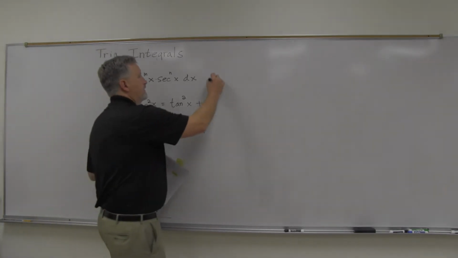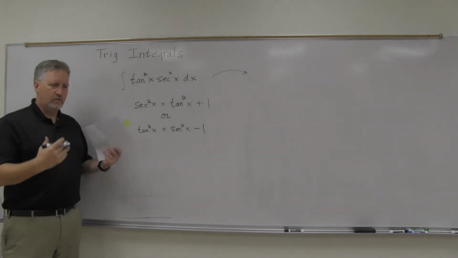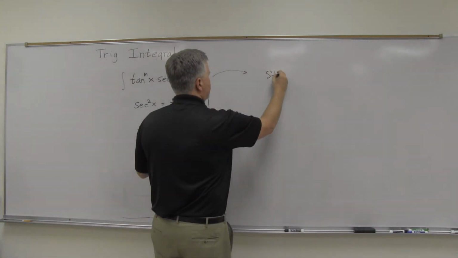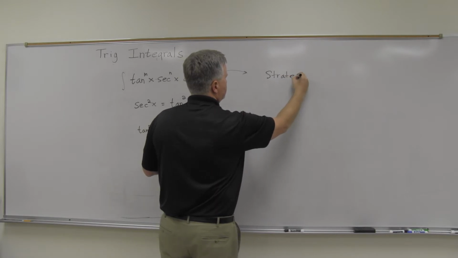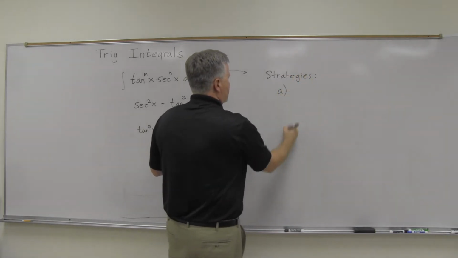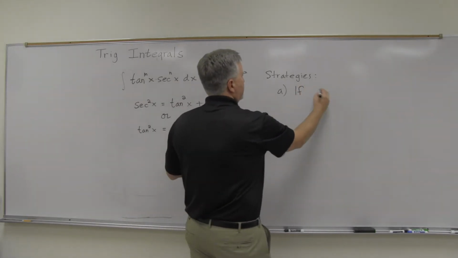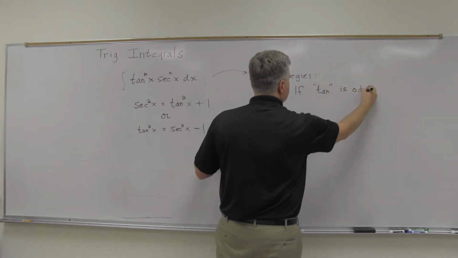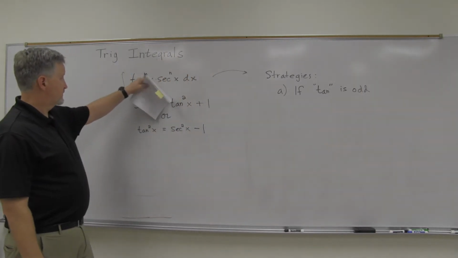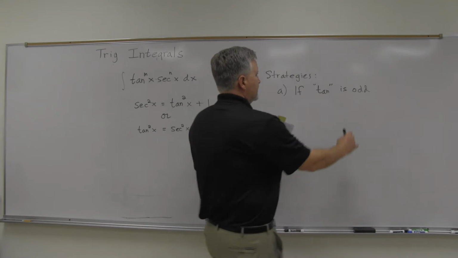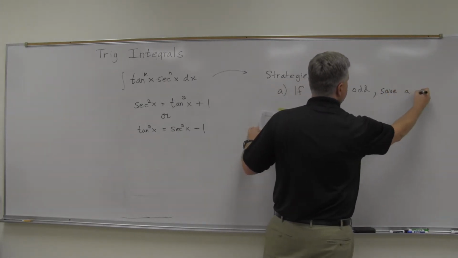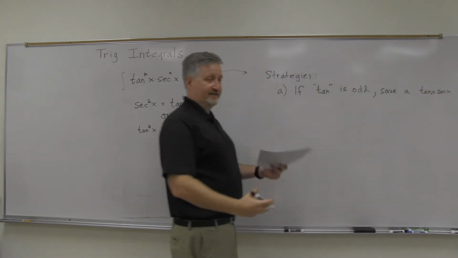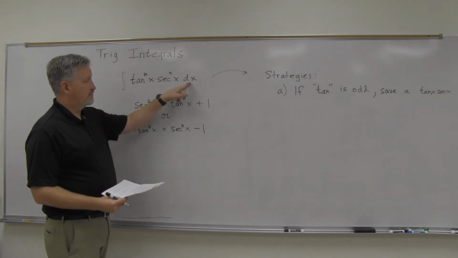All right, so here are the ones that we can do with the process that we're talking about. Let's call this strategies. The first one, A: if tan is odd, so we've got an odd powered tan, so if m here is an odd number, save out a factor of tangent x secant x. So I'm going to pull a tangent and a secant out and save it.